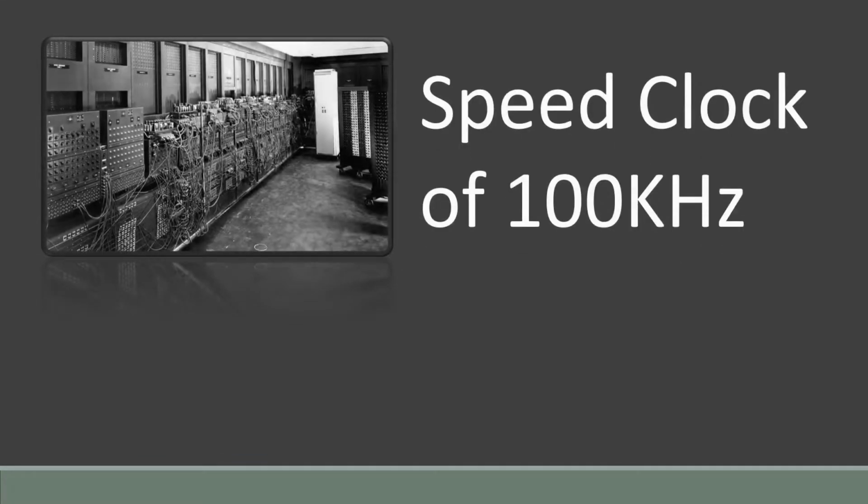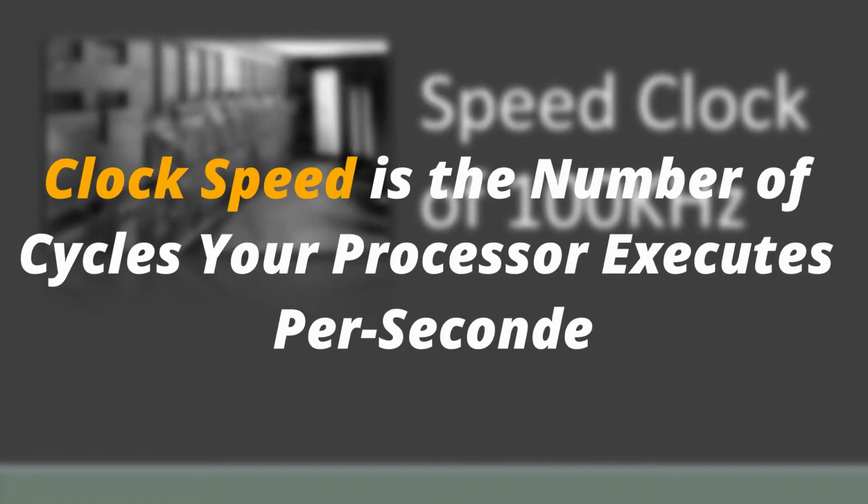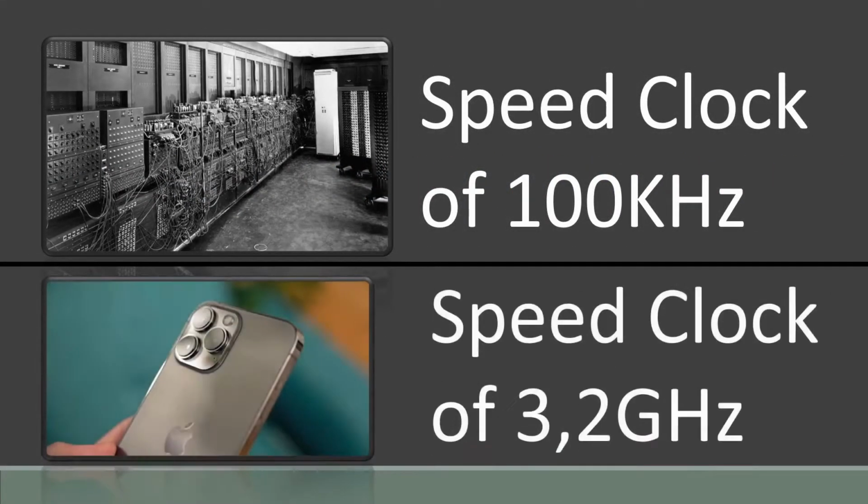Now the ENIAC had a clock speed of 1000 kHz, and the clock speed is the number of cycles your processor executes per second. Compared today to the new iPhone 13 Pro Max, a tiny little instrument in front of the ENIAC, has a clock speed of 3.2 GHz. That tiny device is faster than the large piece of metal, the ENIAC.